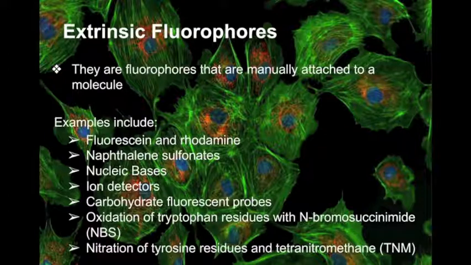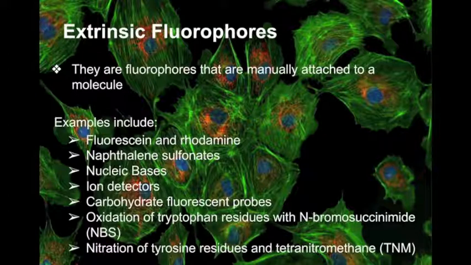Ion detectors are fluorophores that detect the presence of a substance. For example, calcium cells are detected when Fura2 or Quin2, which are types of fluorophores, bind to calcium or other proteins in cells. Carbohydrate fluorescent probes are fluorophores that are covalently bound to small carbohydrates and usually a protein in order to see the carbohydrate-protein interaction.